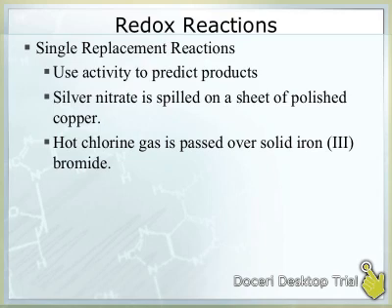Cl2, it's a diatomic molecule, so I'm going to write it as Cl2, and it told me it was a gas, so I'm going to go ahead and include that. Is passed over solid iron 3 bromide. Iron has a +3, bromine has a -1. So when I write this, I'm going to have to write it as FeBr3.